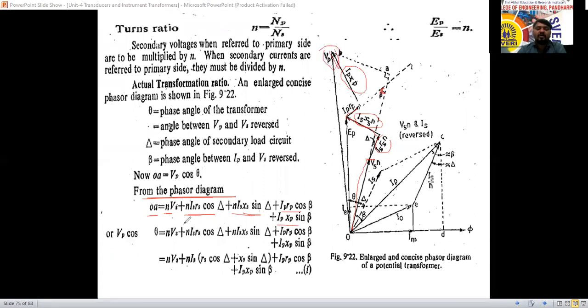VP cos theta equals n VS plus n IS RS cos delta plus n IS XS sin delta plus IP RP cos beta plus IP XP sin beta here. Okay, so we have drawn this now.